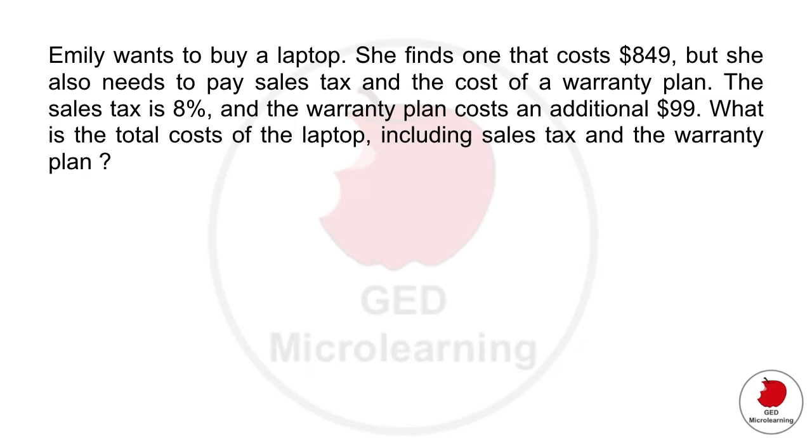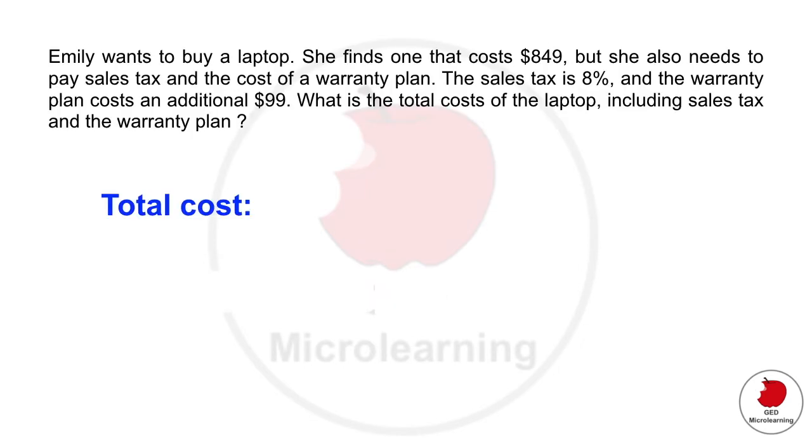Okay, so here is just a lot of things that you have to keep on top of, right? They're asking you to find the total cost. So we have a laptop that we bought, we have to add the tax, and then we have to add the warranty plan. Basically you already have information for two of these three things. The only thing we don't know is the sales tax.